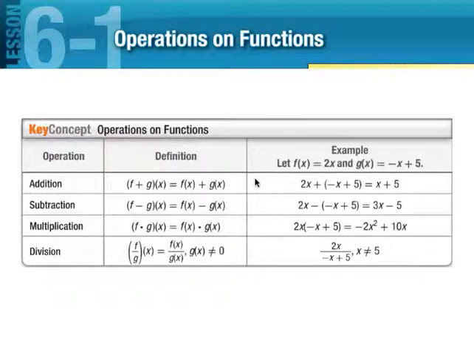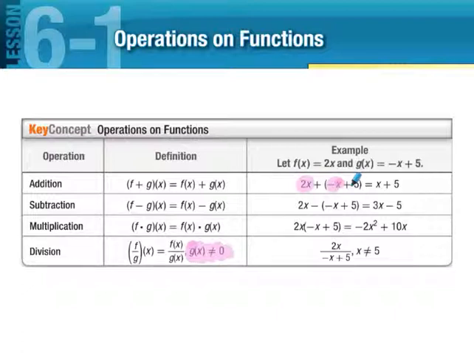The biggest thing you need to focus on here is this statement right here: g of x cannot equal 0, because you can't divide by 0. Remember, that's undefined. So real quick, my two functions are 2x and negative x plus 5. If I want to add f of x plus g of x, I add the 2x and the negative x, and I get x. And then I have my plus 5.